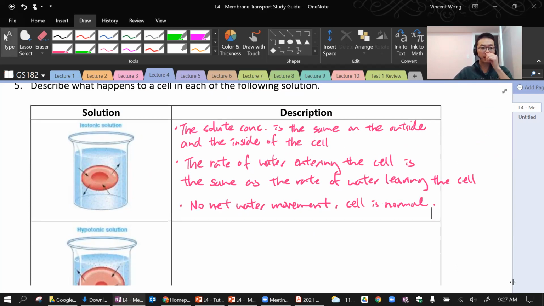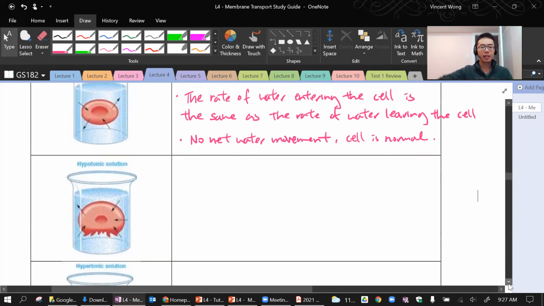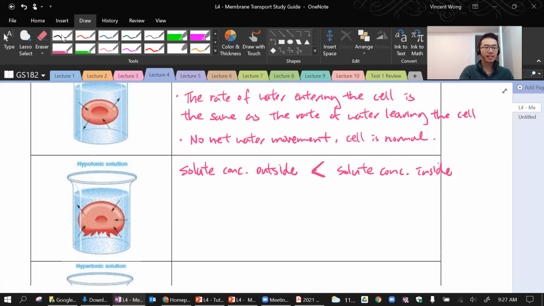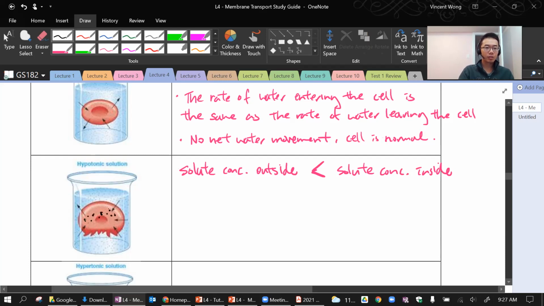Okay, next one. Next one is hypotonic. Hypotonic. What's going on with hypotonic? Okay, so solute concentration outside is less than solute concentration inside of the cell. Okay, so you would have more dots on the inside. You can't really see it in this diagram, I guess, but trust me, it is there. Okay, you can add it in and make it look like a poppy seed donut. There you go.